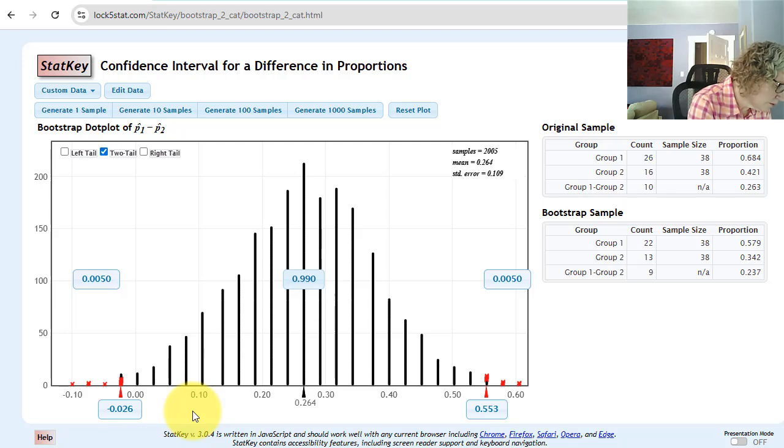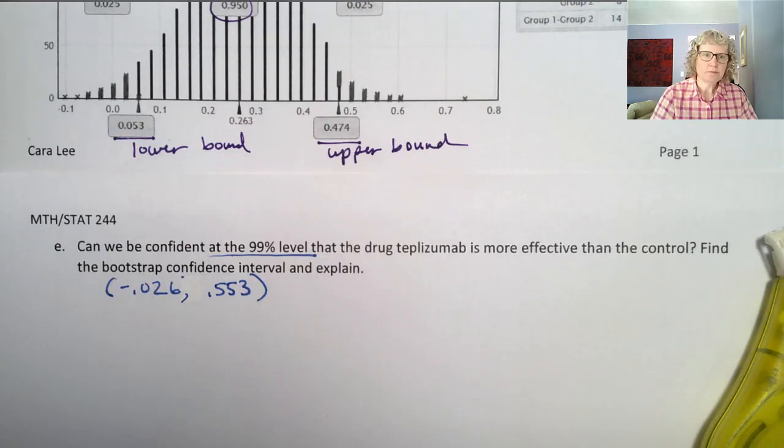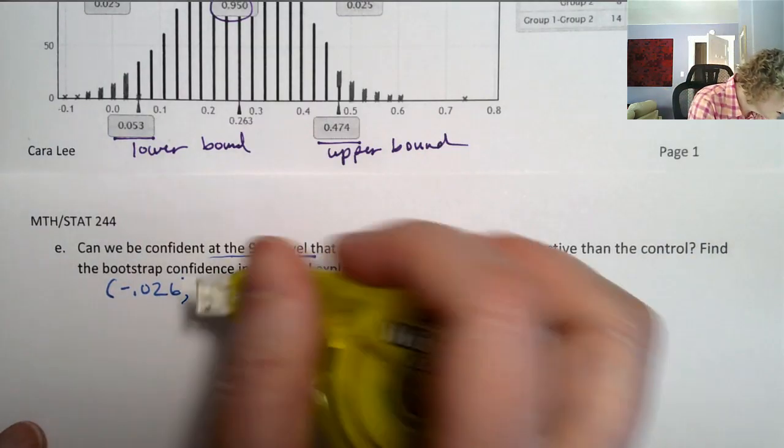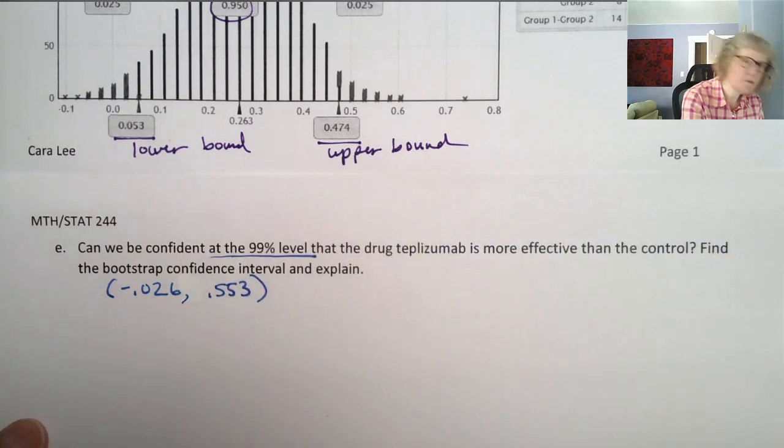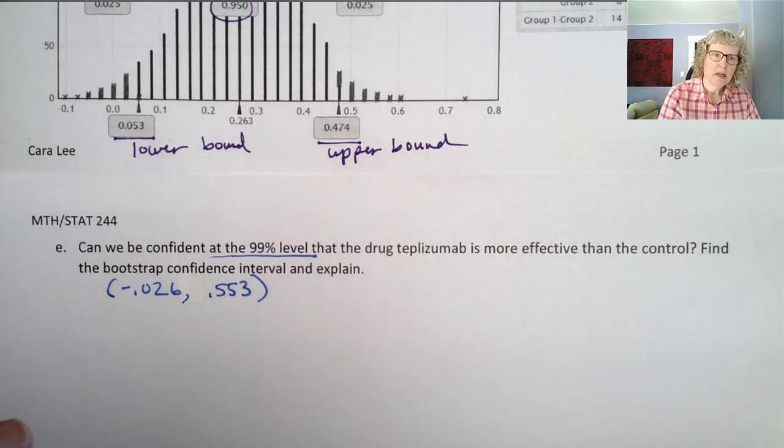Didn't mean to close my parentheses yet, comma 0.553. Okay, I'll go back to the notes. Okay, I've got one little dot there. There we go. Okay, so negative 0.026 to 0.553.